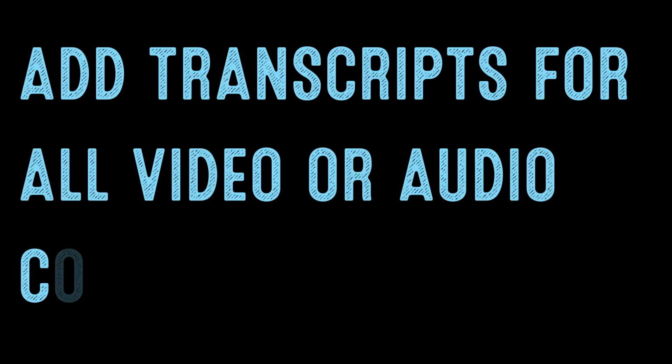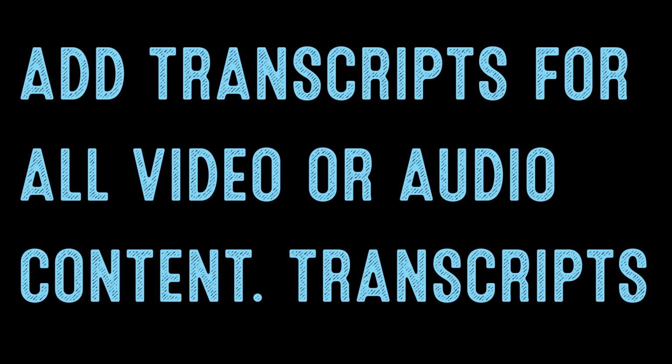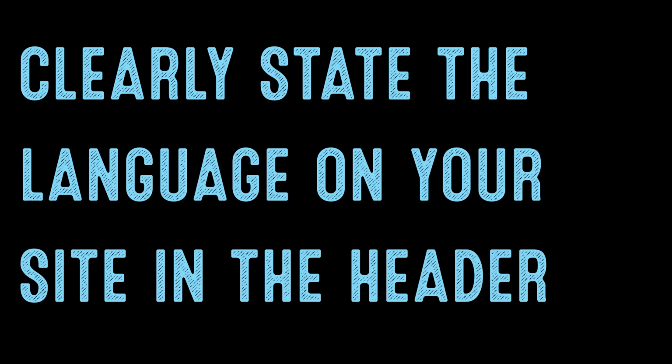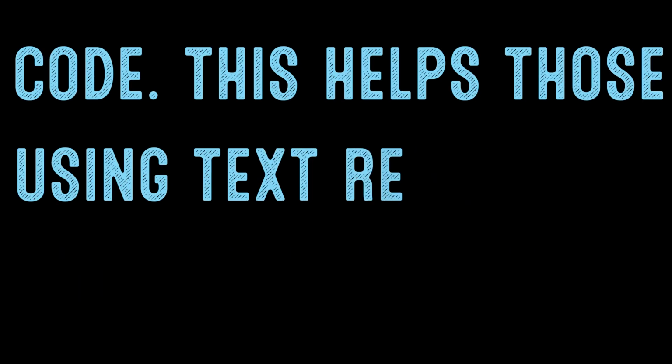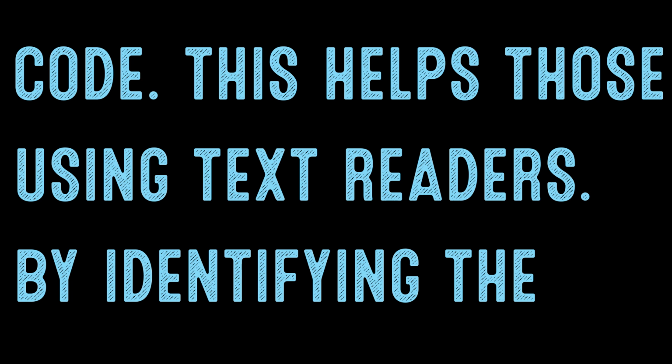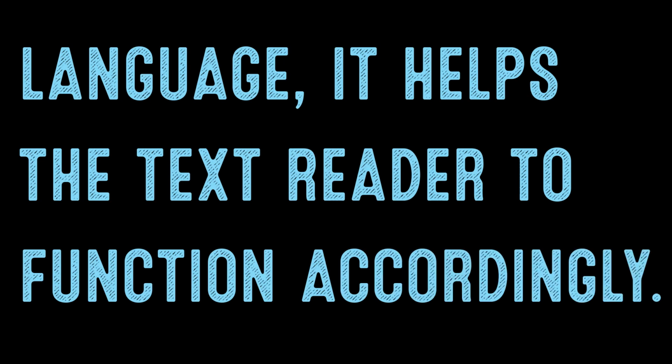The object should be described and its purpose on the site explained. Add transcripts for all video or audio content. Transcripts help the hearing impaired understand content that would not be available to them otherwise. Clearly state the language on your site in the header code. This helps those using text readers by identifying the language. It helps the text reader to function accordingly.